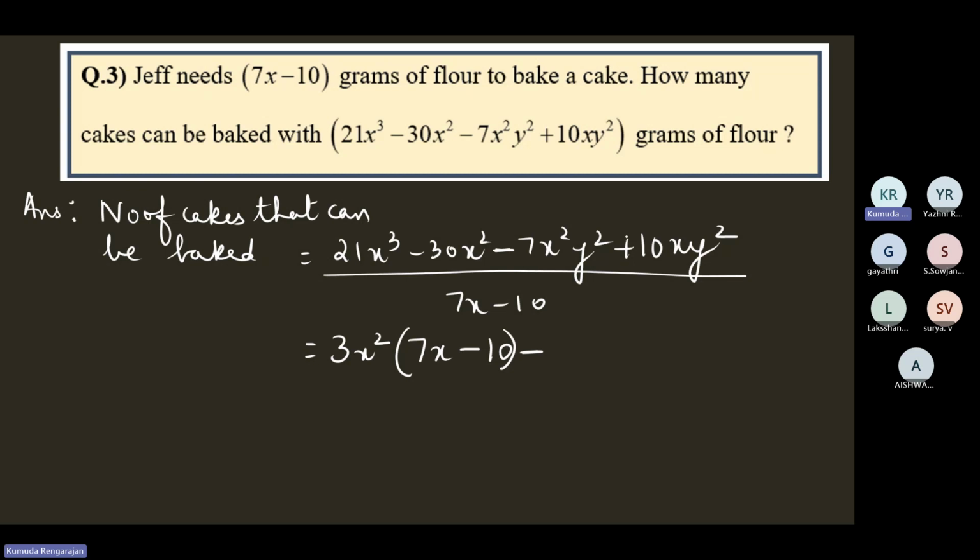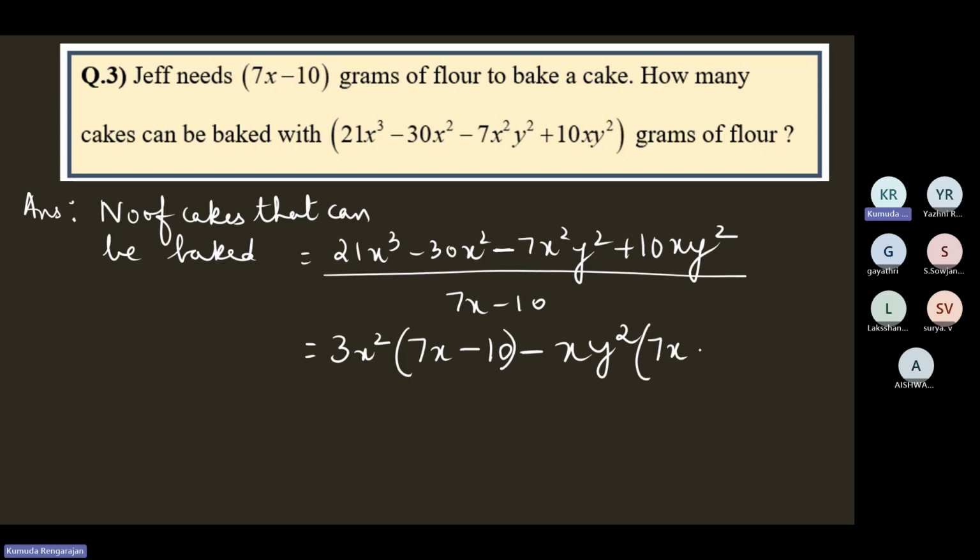For 7 and 10, the HCF is 1. The HCF of x square and x is x. Y square and y square is y square. 7 and 10, it's 1. X square and x, the least power will be the HCF. So x. y square, y square, y square. So 7x.